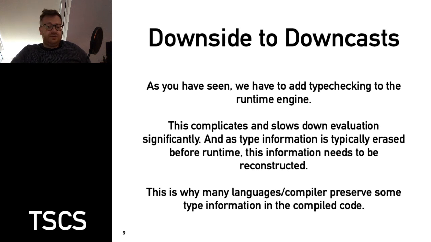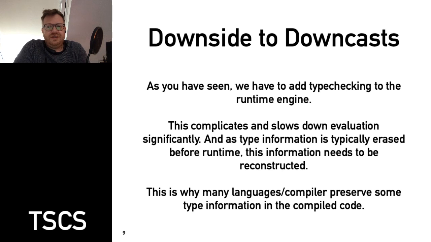And as I already hinted to, downcasts have a downside. So you will add type checking to the runtime engine, and this complicates and slows down evaluation significantly. Before you needed to just check one simple premise. Now you need to do a whole type check for a term, which also may involve type checking subterms and subterms and subterms. This can be arbitrarily complex, so you don't have this in your hand anymore.